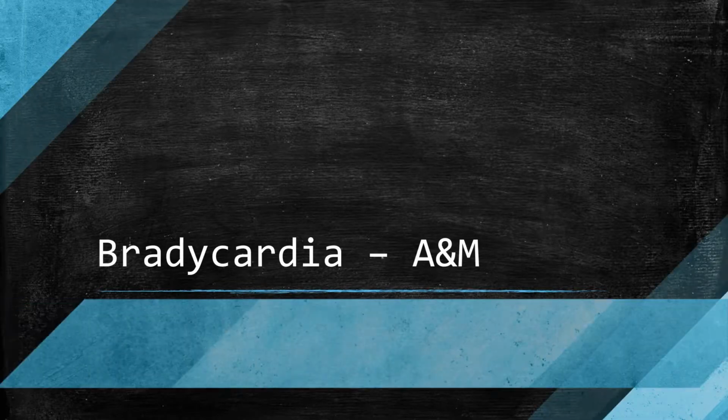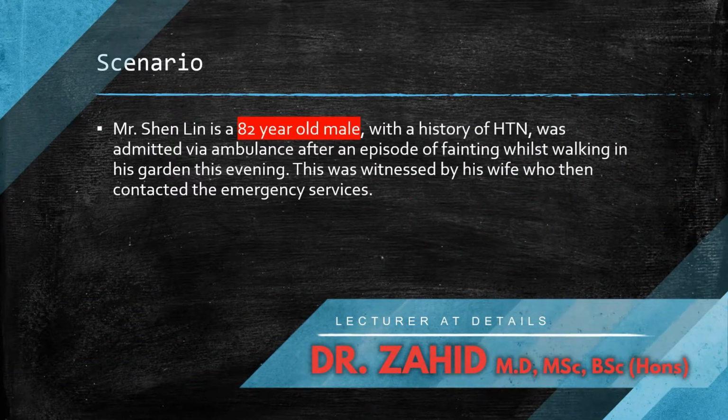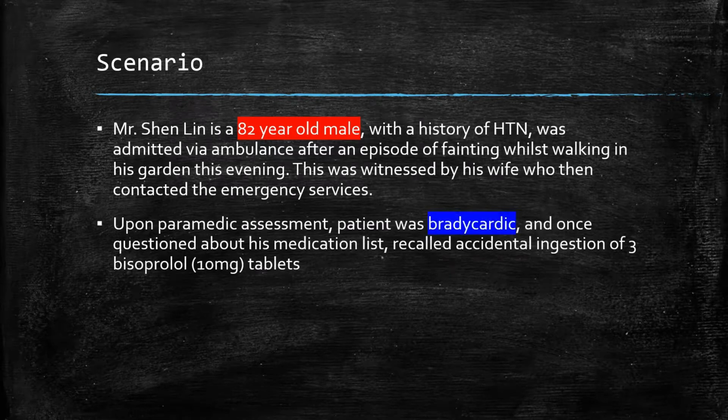Today's topic of choice is bradycardia. The scenario is as follows. Mr. Shen Lin is an 82-year-old male with a history of hypertension, and he was admitted via ambulance after an episode of fainting whilst walking in his garden. This was seen by his wife, who called the emergency services.